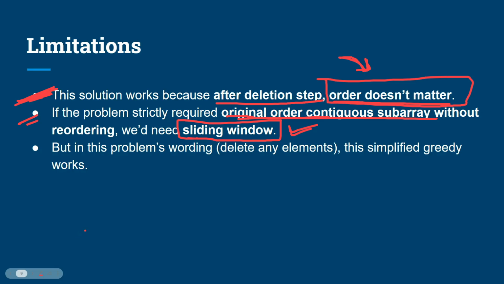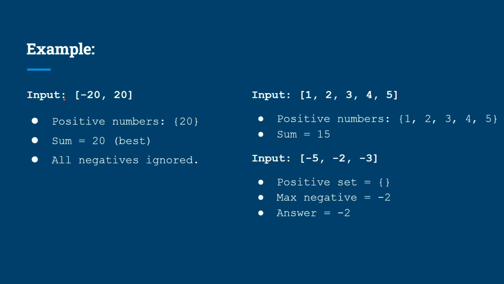But in this problem, we can delete any number, and that simplifies the greedy approach. For example, say we have 20, minus 20, and 20. We'll discard the negative one and keep only 20, so the sum is 20, and all negatives are ignored. If we take another example where we have 1, 2, 3, all positive integers, they are all unique, so we keep them in the set and do the sum.